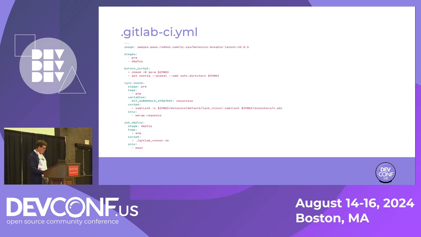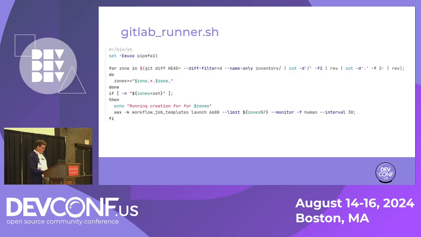And then we have the job deploy stage where we can see it's got the GitLab runner.sh. And we want the job deploy to only happen in the main branch. And we want to make sure our lint check only happens in merge requests. And here's our GitLab runner.sh. This is an ugly script. I wanted to make it beautiful, but we couldn't.